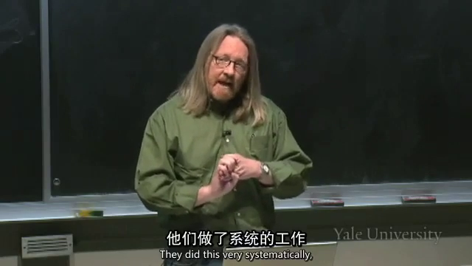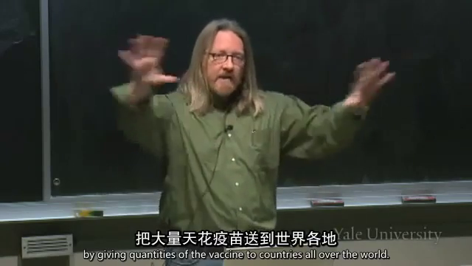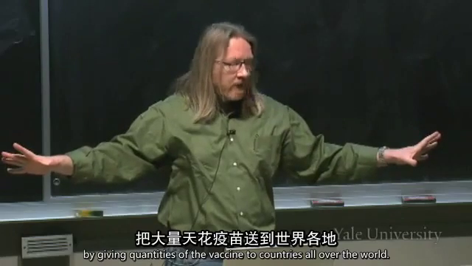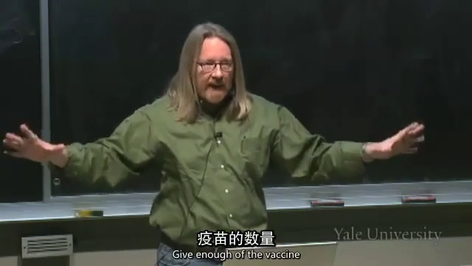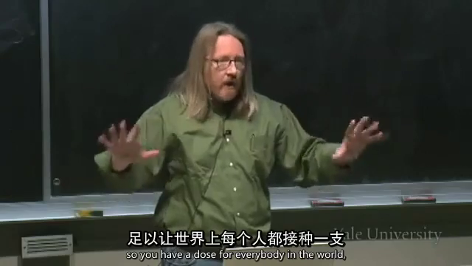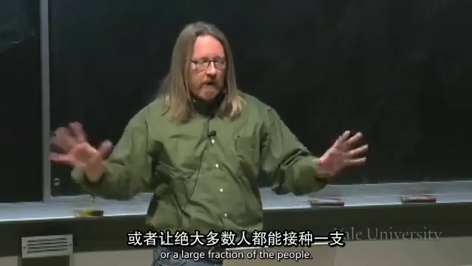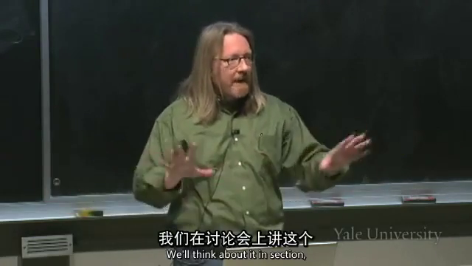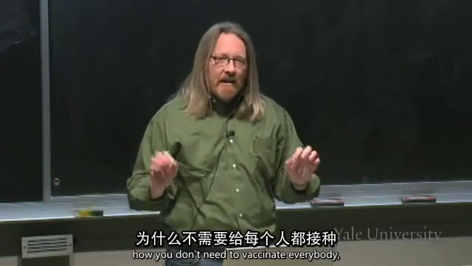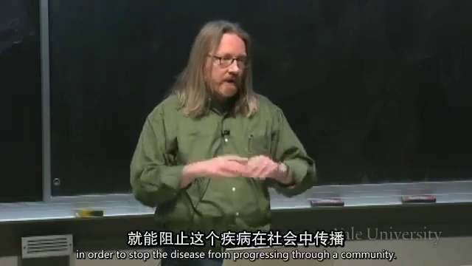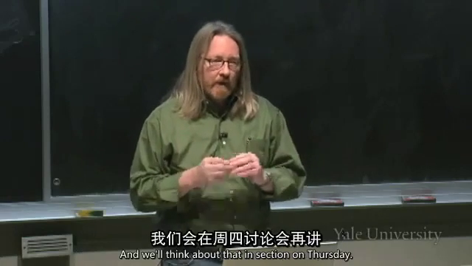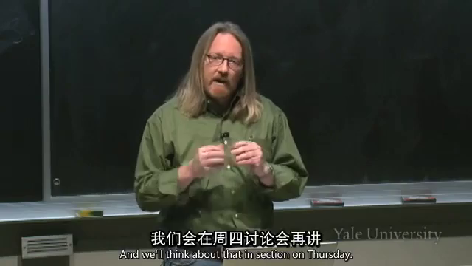And they did this very systematically by giving quantities of the vaccine to countries all over the world. That's part of it, right? Give enough of the vaccine so you have a dose for everybody in the world or a large fraction of the people. We'll think about in section how you don't need to vaccinate everybody, right? You just need to vaccinate a critical number in order to stop the disease from progressing through a community. And we'll think about that in section on Thursday.